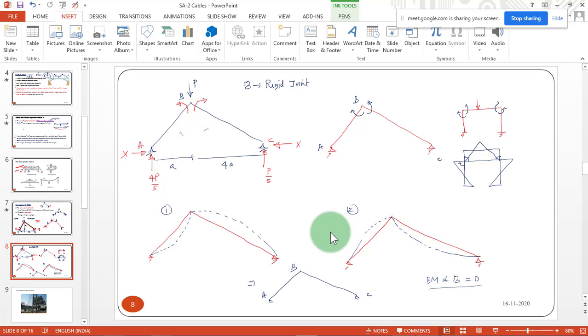There is no deformation at all. Finally, the rigid joint also behaves like a pin joint. That is the final conclusion. That happens because the geometry is funicular, the structure shape is funicular. That is the reason. We'll discuss it tomorrow in detail.